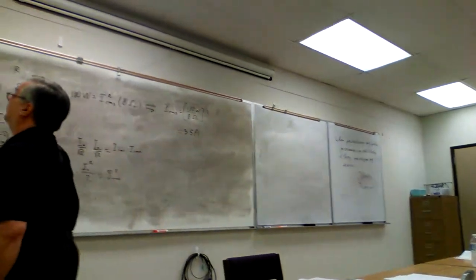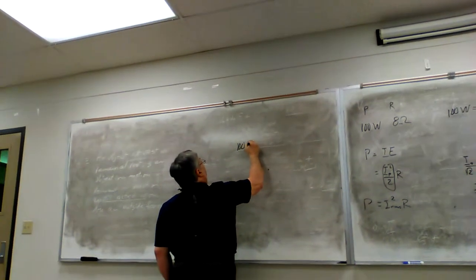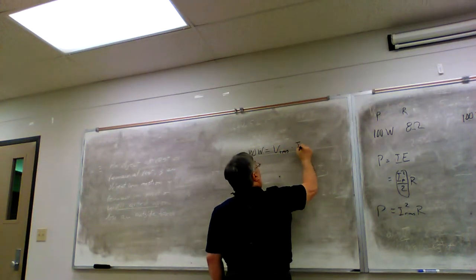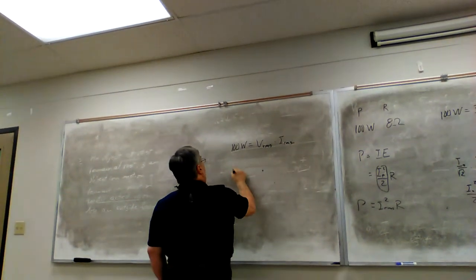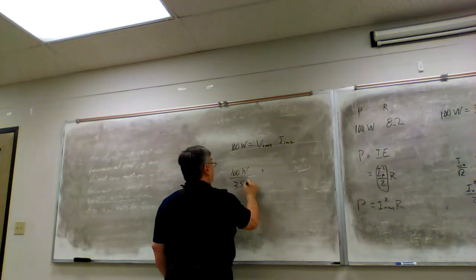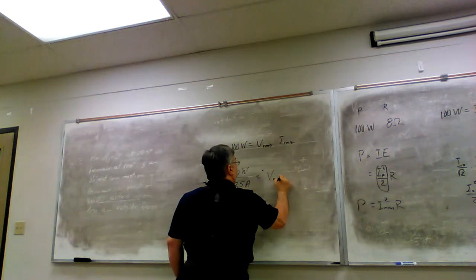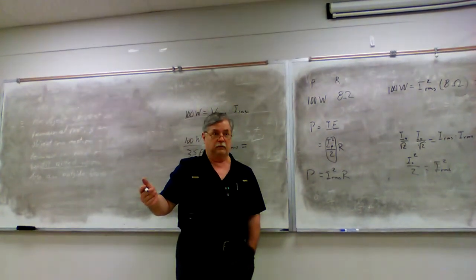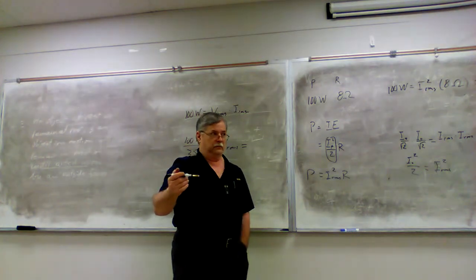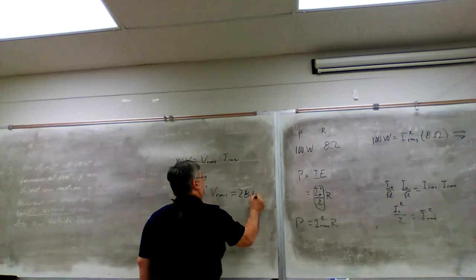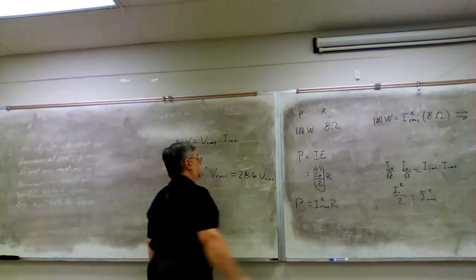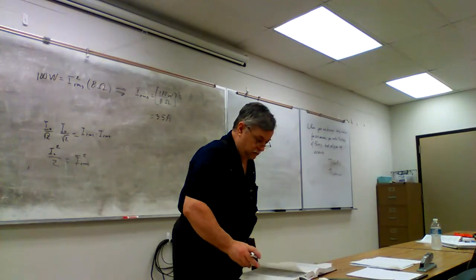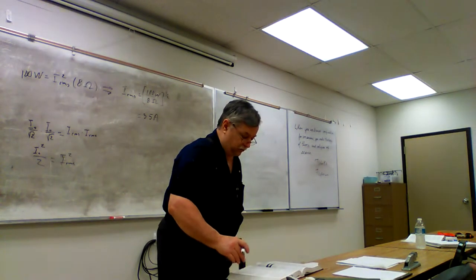Okay. Your power, 100 watts, is equal to your RMS voltage times your RMS current. So 100 watts divided by 3.5 amps would give you your RMS voltage. Is that what it worked out to? Did anybody get a different answer? Boom. Okay. Now, that's part A.